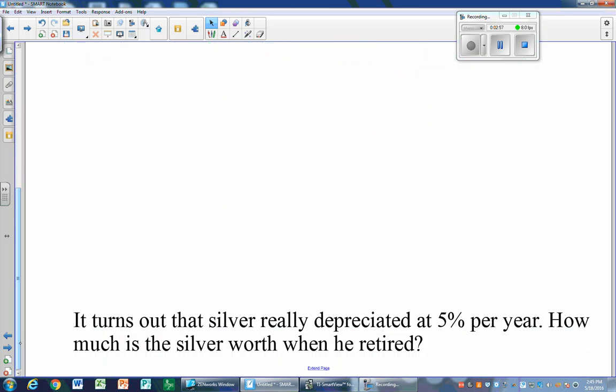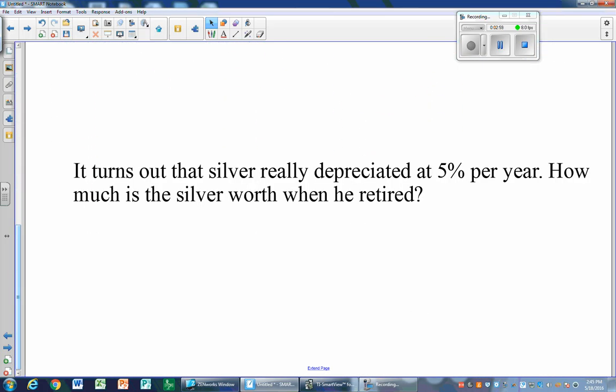It turns out that silver really depreciated at 5% per year. Depreciate sounds like depression. It means goes down. What a downer. Bad mood. Depreciate. Depreciation. Turns out silver depreciated by 5% per year. How much is silver worth when he retires?